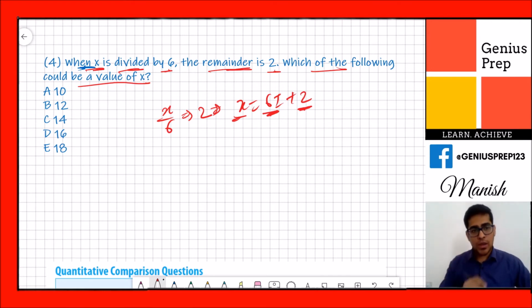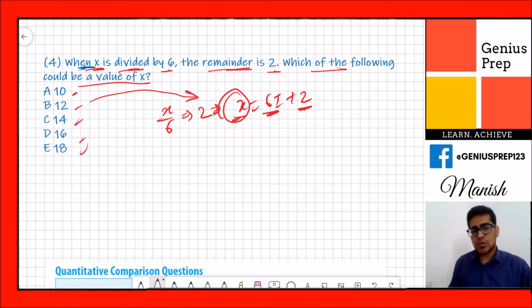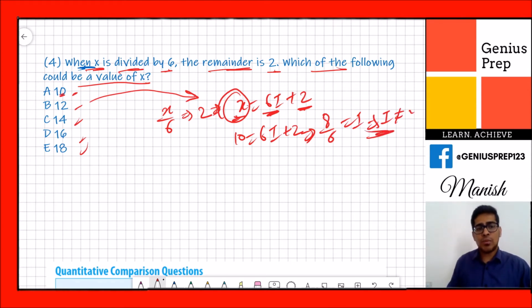Now here we are using the flexibility idea. The first way of solving this question is to put these numbers at the position of x. Suppose you put 10. If you put 10 here, 10 is equal to 6i plus 2, and then you are getting 8 by 6, which is not an integer. That means A cannot be the option. Similarly, you can put the numbers 14, 16 and 18.